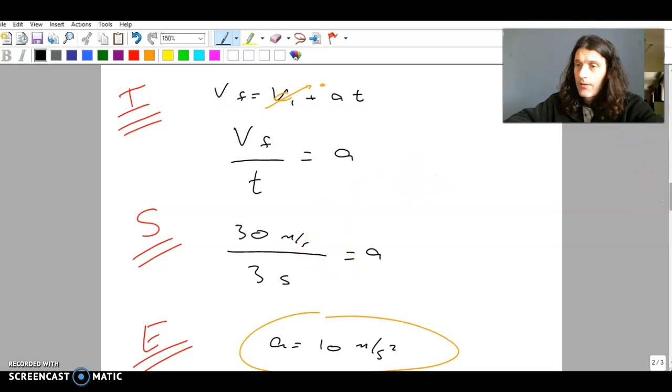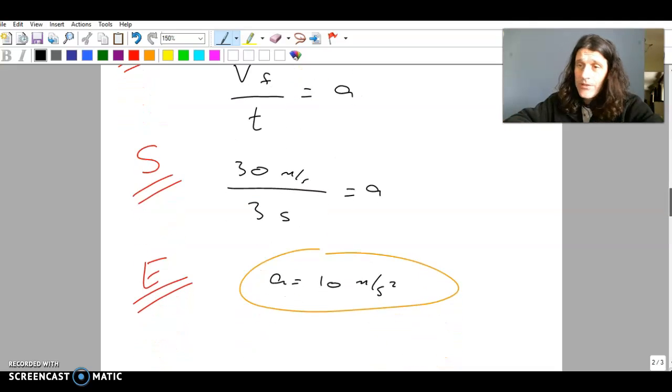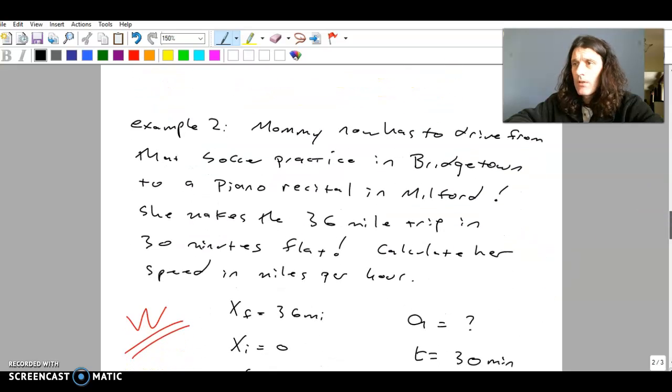Does it make sense? Yeah, okay. 30 divided by 3. That's an easy one. I'm just explaining to you the evaluate. Make sure there's letters next to that number. Meters per second squared. Okay. The next question I'm going to do now.